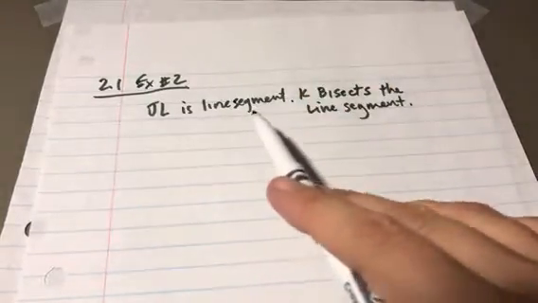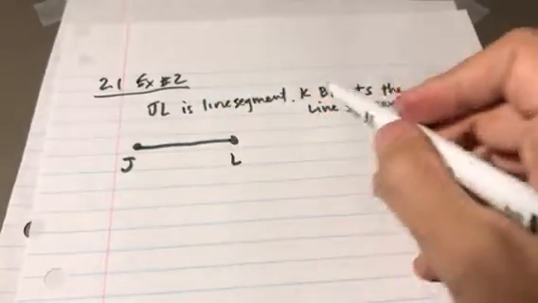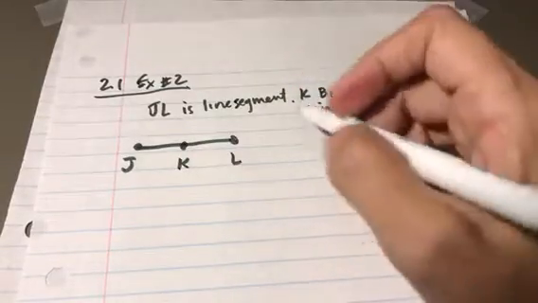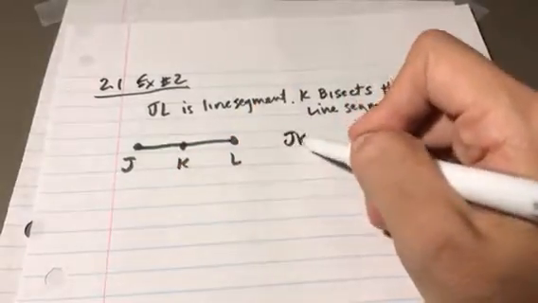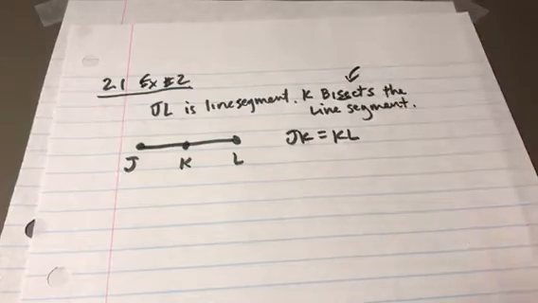What they're describing is in effect the same thing. So I draw JL. JL is the line segment. K bisects it, and bisect just means cut in half. So the same thing holds true, that JK has to equal KL, because that's what bisect or midpoint means.